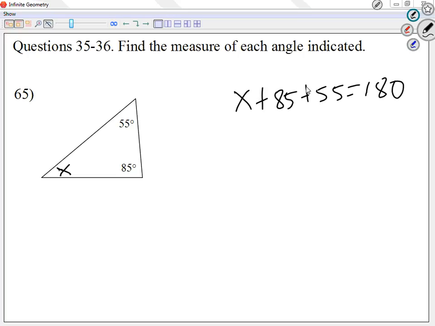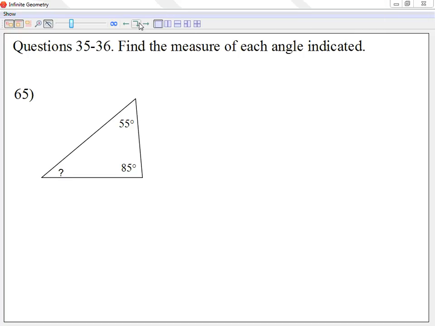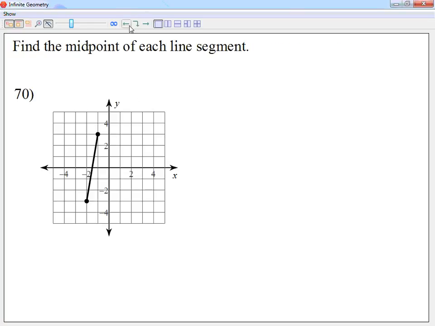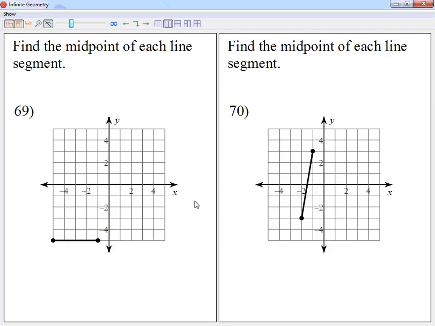All right, now looking at 69, let me take a look at 69 and 70 at the same time. Looking at 69, it says find the midpoint of each line segment. We can count the length of that line segment: it's 4 squares. So we can easily find the point in the middle. The coordinates of that one are -3, -5, because we can count the length of the squares.